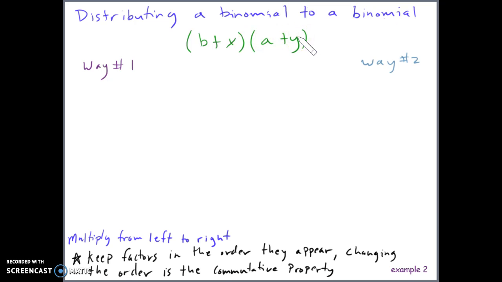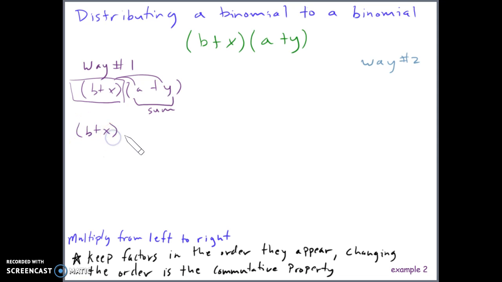There's two different ways to distribute here, and it's very important that you only are distributing. We don't want to move anything around using the commutative property. We're only wanting to distribute. So the first way that we could distribute is if we took the parentheses on the left side. So if we took b plus x and we distribute it to a plus y. So what I'm saying is, here's our sum, and we're going to take this and we're going to multiply it to each of the terms inside the parentheses. And when we do that we get b plus x times a.